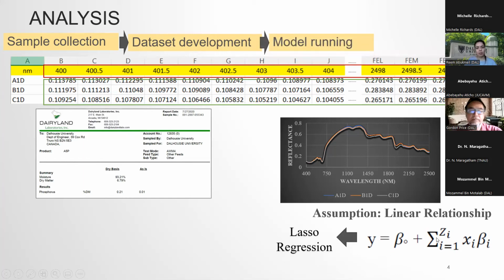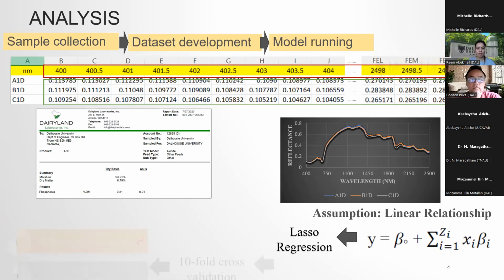And after we developed our data sets, we ran the model. And lasso regression is one of the well-known chemometric machine learning methods that could model the relationship between the spectral data and the chemical results. And we specifically decided to use this regression because, as you can see, from 400 to 2500 nanometer we have a whole bunch of spectral data, but we have a limited sample size. And the beauty of this algorithm is that it can discard the unnecessary wave bands and keep the most significant ones to be modeled with the chemical results.